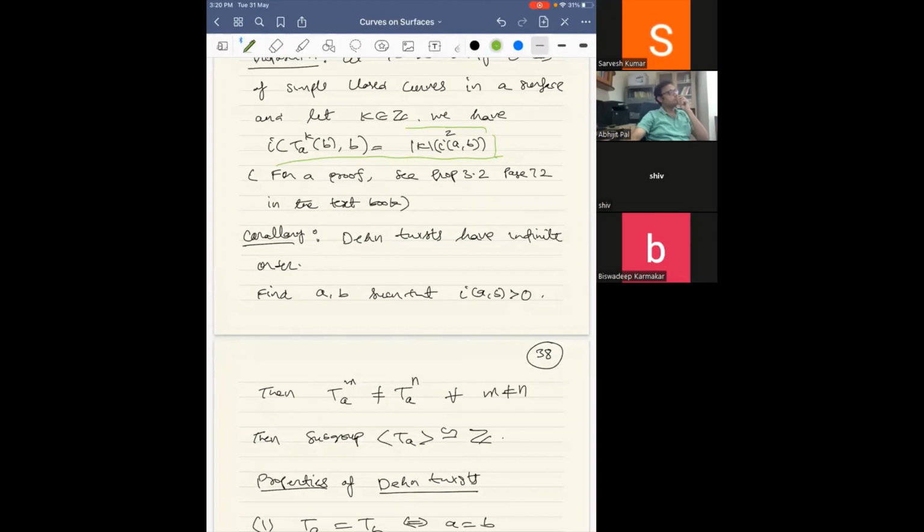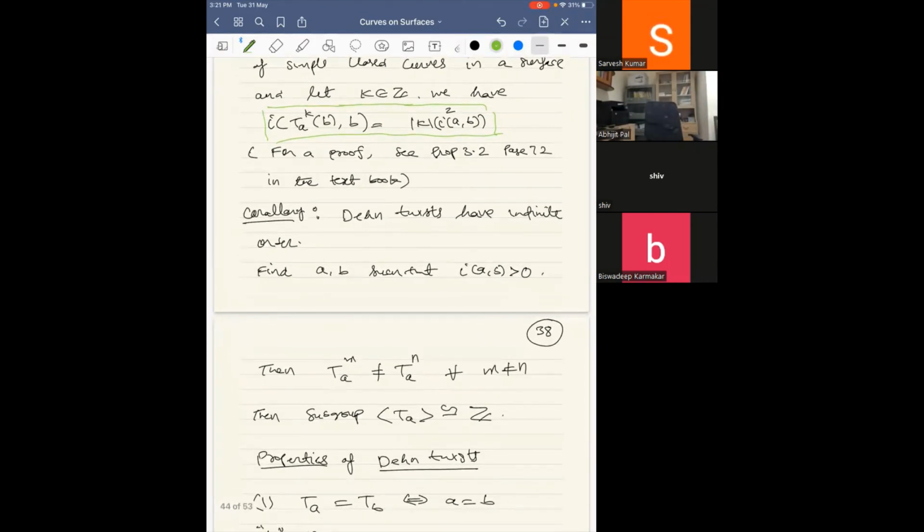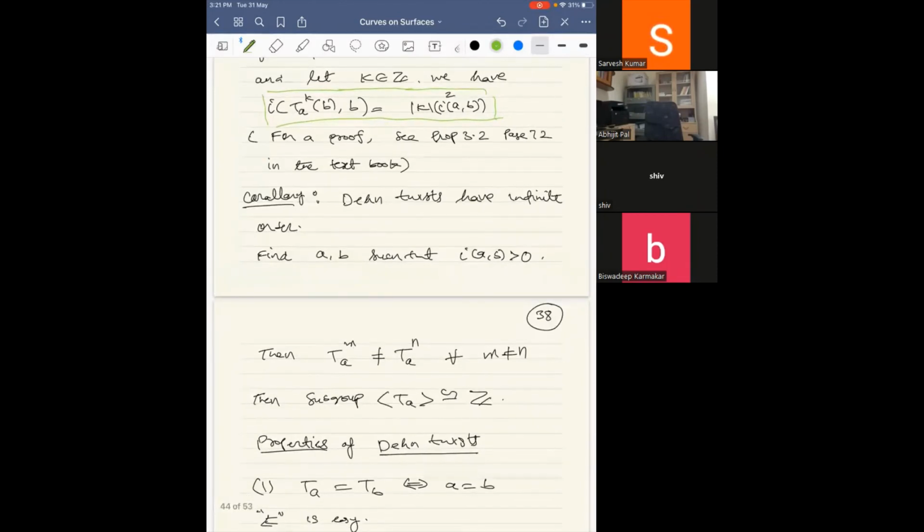So this formula immediately communicates that different powers of T_A have different action on simple closed curves. If the action is different, it means different powers represent distinct elements in the mapping class group. So if you look at the subgroup generated by the Dehn twist around a simple closed curve, it will be isomorphic to Z. This is an infinite cyclic group.